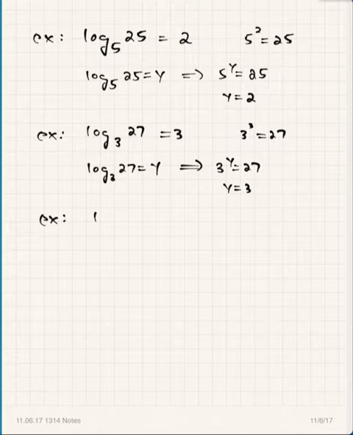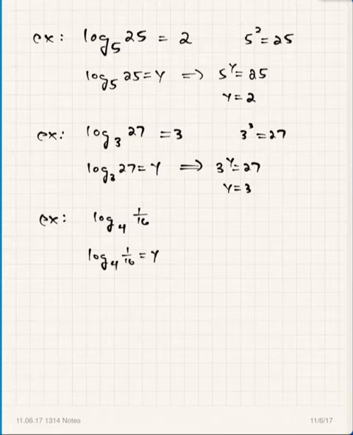All right? If you had logarithm base 4 of 1 over 16. Okay, well that one, you might have a little bit harder time with that, possibly. So let's write this out. Logarithm base 4 of 1 over 16 is equal to y. That would be the complete logarithm form. The exponential form that goes with that would be 4 to the y is equal to 1 over 16.